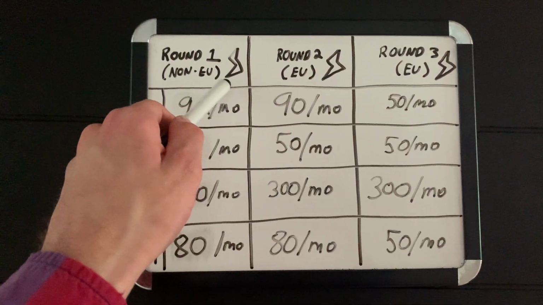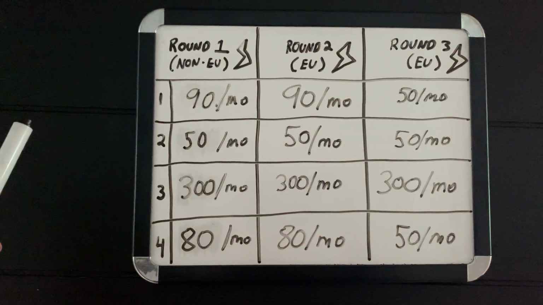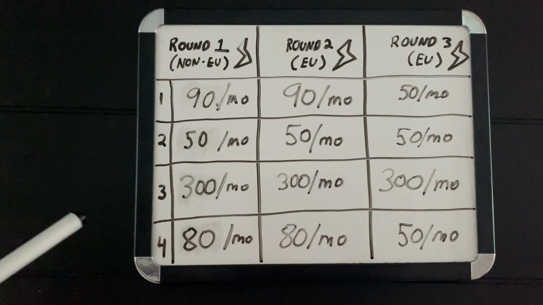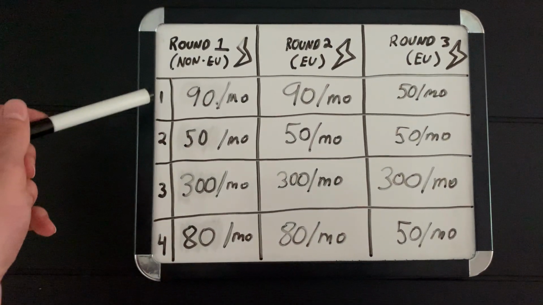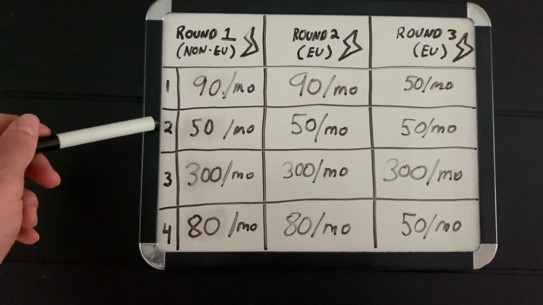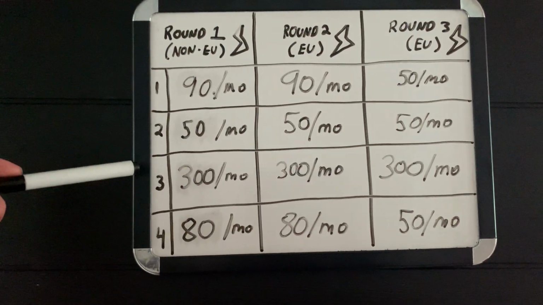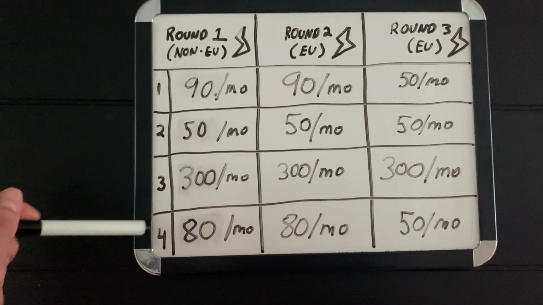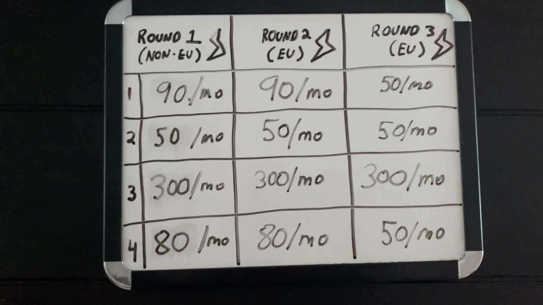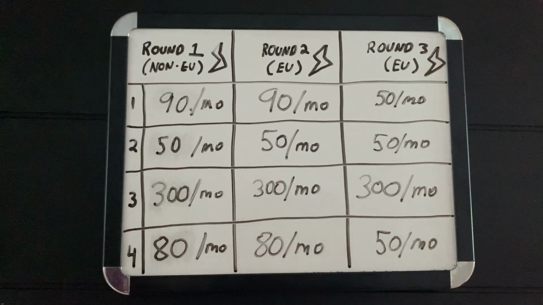We're buying electricity. Each one of these numbers represents a country, just a random country in Europe. So each country sells electricity at a different price. Country number one, $90 a month, or whatever currency they're using before the EU. Country two, 50. Country three, 300. So this is an expensive one to live in. Country four, 80. So if you look at these four countries, which one is the cheapest? Well, it's country two. This is the one you're going to want to live in.